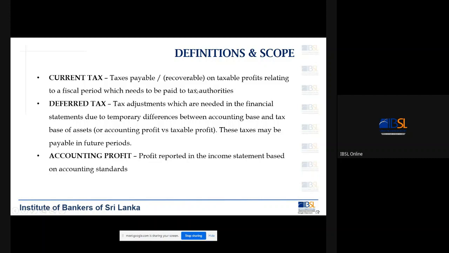If you can give one example for deferred tax, current tax is income tax, but in case of deferred tax, I'll go into detail because my next slide will talk about that in detail. So when I go to that, I'll explain. Before that, we will cover these 2 points and then we'll go to that point. Okay.